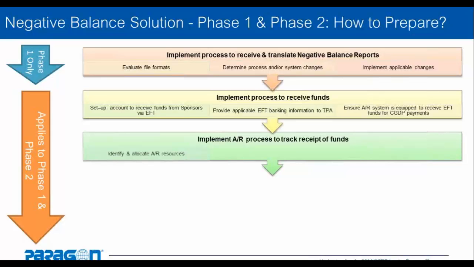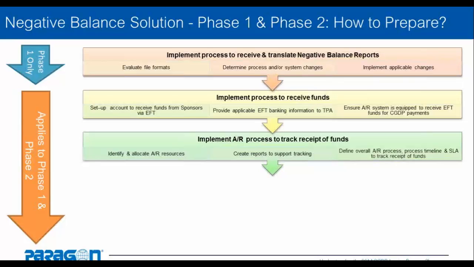The CGDP timeline is an aggressive timeline, and allocating resources will be the first step in ensuring your organization meets the deadlines. Secondly, reports should be created to summarize the funds that are expected to be received for the invoice quarter as per the quarterly reports. These reports should be provided to the AR representative to support the tracking and overall reconciliation process.